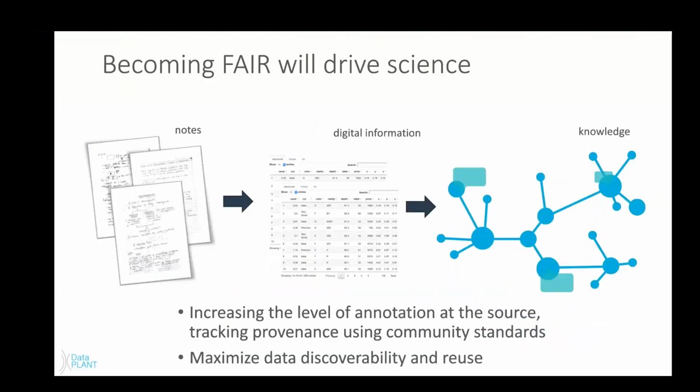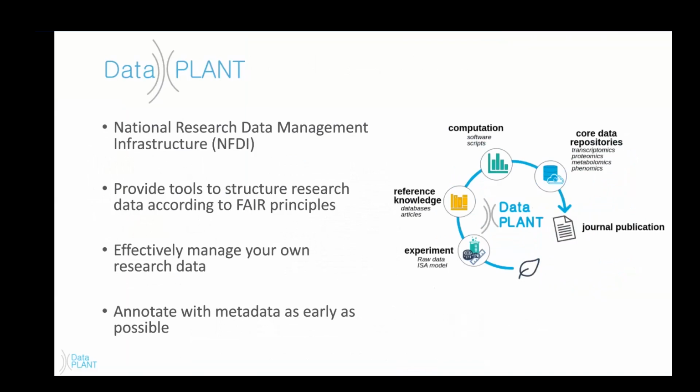Increasing the level of annotation at the very source and tracking provenance over the course of the experiment or the project using community standards will help to maximize both the findability as well as the reusability of data. I think this is something that is easier said than done for anyone who has had to go back in a lab notebook or find a piece of data from 6 or 12 months earlier. This can sometimes be quite challenging. So there is a great deal of effort that researchers have to put in to make sure that their data is FAIR.